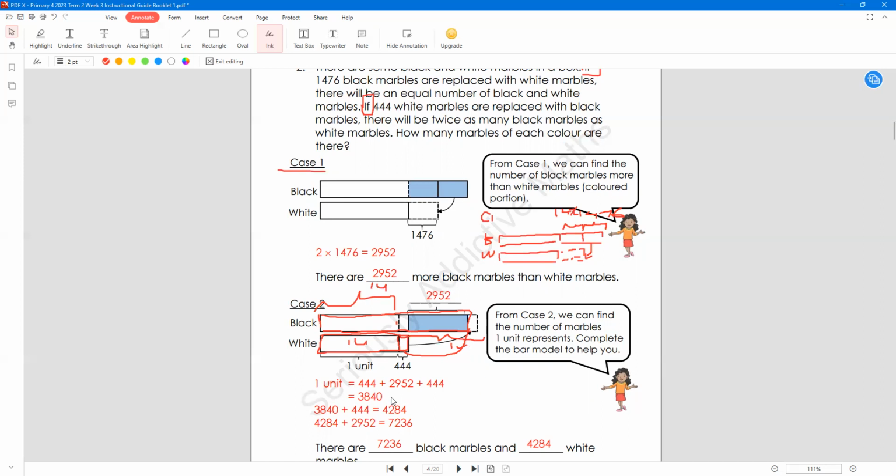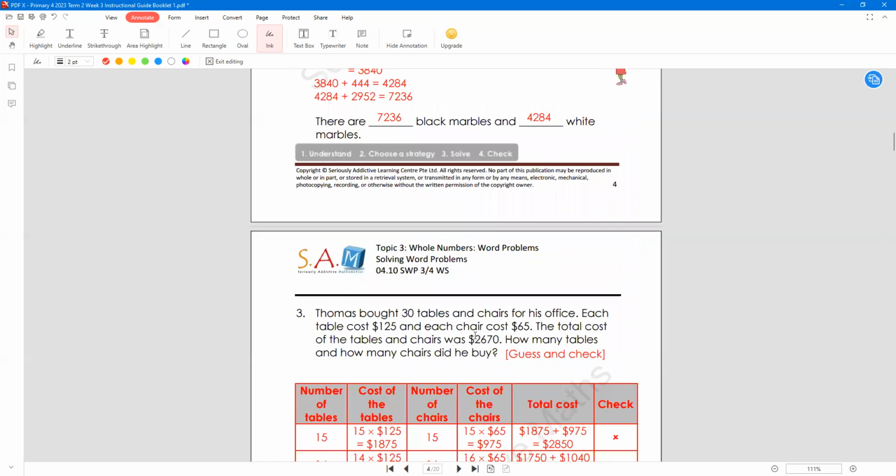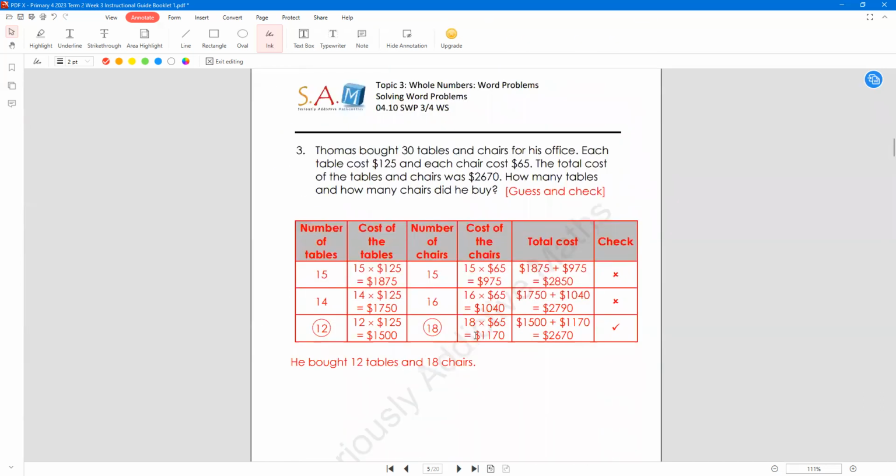Okay, so therefore 1 unit equals 444 plus 2952 plus 444. All right, so it's always about finding the value of 1 unit, and then after that they should be able to do it. Okay, for question 3, I would say instead of demonstrating, guide them along because they have learned the guess and check method.